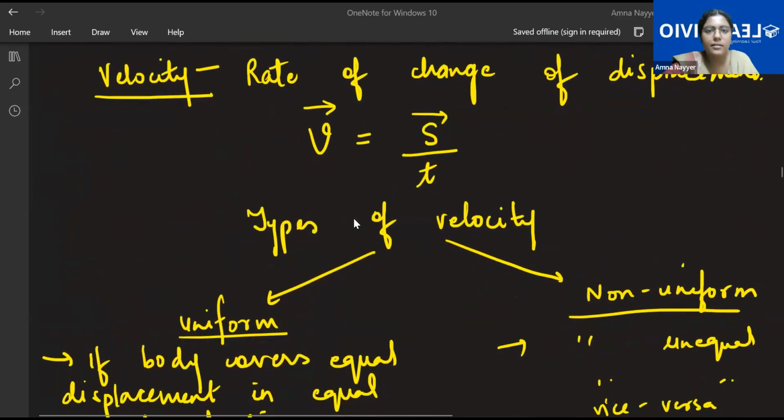So please write it. When vectors will be covered, you will be able to understand the difference between scalars and vectors. Okay. All right. Please write it.